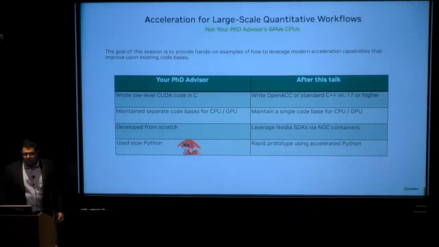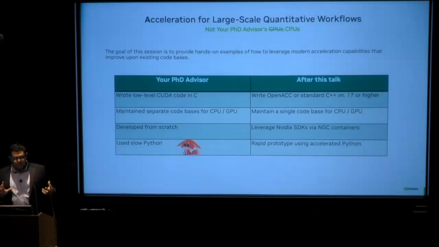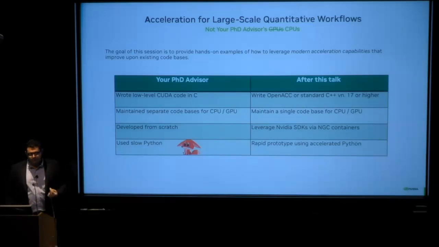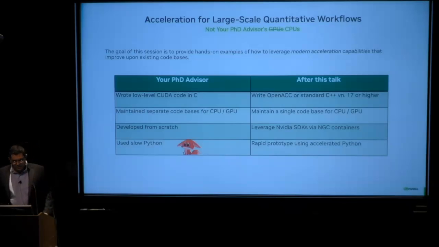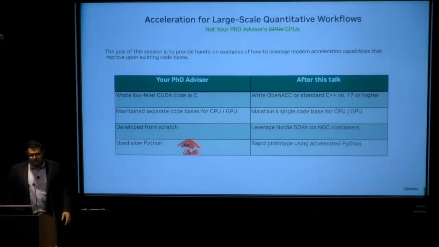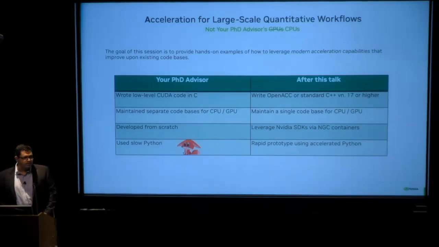And after this talk, I'm hoping to show how you can use OpenACC or even ISO C++ 17 or higher for thinking about your code bases in a parallel first fashion, using a single code base for CPU and GPU code and just compiling to the particular architecture that you need. Leveraging NVIDIA SDKs as well as Docker containers that you can pull for free, and rapid prototyping using GPU accelerated Python.